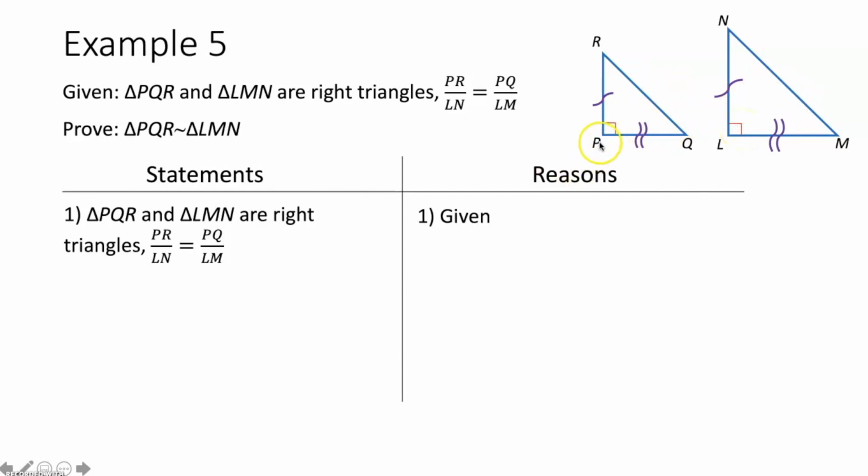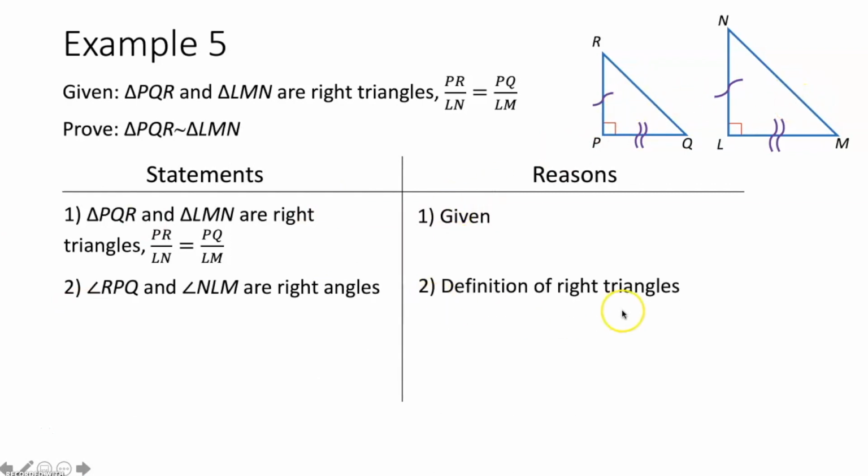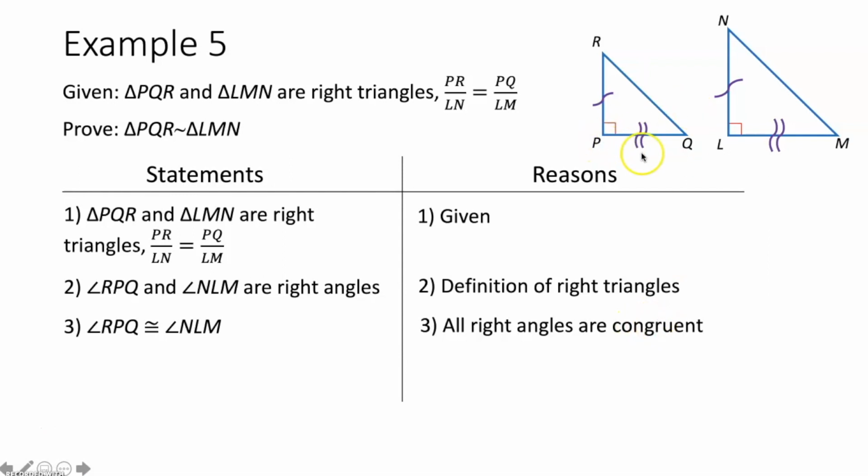So we're going to start by saying angle P, or angle RPQ, and angle L, or angle NLM, must be right angles. And that's because these two triangles are right triangles. So it'd just be the definition of right triangles. We can then say because angle RPQ and angle NLM are right angles, that they must be congruent to one another because, if you recall, all right angles are congruent. So we have now shown that the two right angles are congruent to one another, and the two pairs of corresponding sides that include that congruent angle are proportional. That was given. Therefore, these two triangles then must be similar by the side-angle-side similarity theorem.